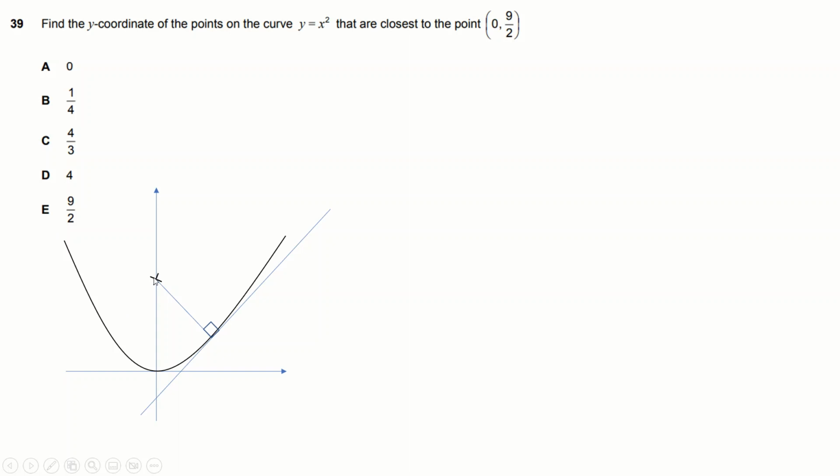Again, you can go either this way or this way, which is probably why it's asking you for the y-coordinate, because that's going to be the same because it's symmetrical, whereas the x-coordinates are going to be just mirrors of each other. So that's probably why it's asking for the y. So okay, how did I do this?